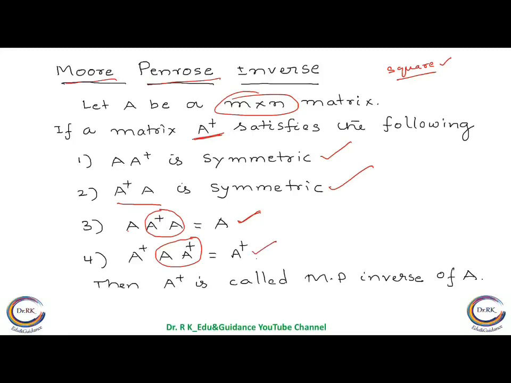So if A plus satisfies these four properties, then it is called the MP inverse of a matrix. One is symmetry related to both combinations. The other one is almost like the identity property, right? With the combinations A plus A A plus equal to A, and A plus A A plus equal to A plus. This is the definition of the MP inverse of a matrix.